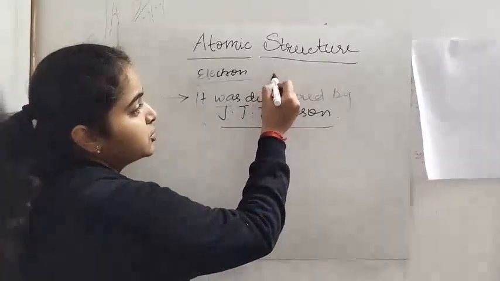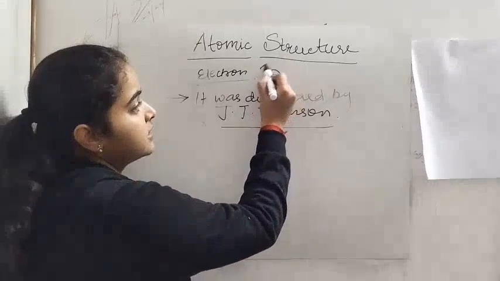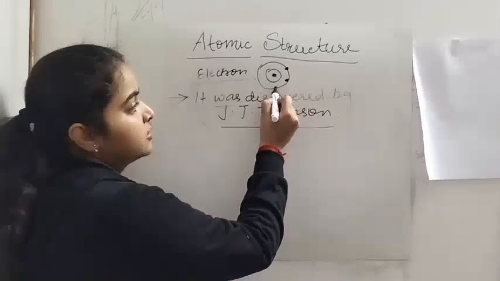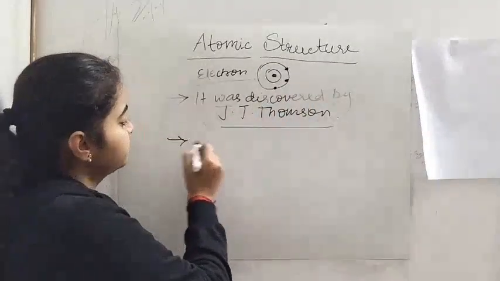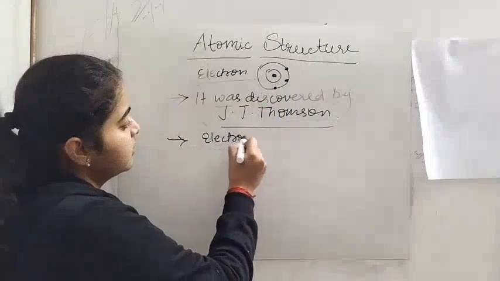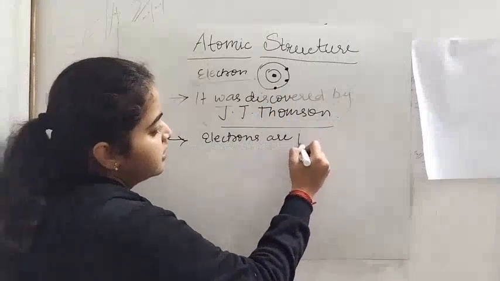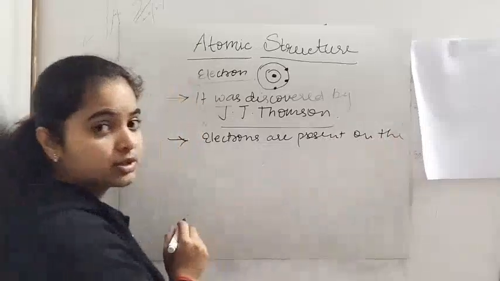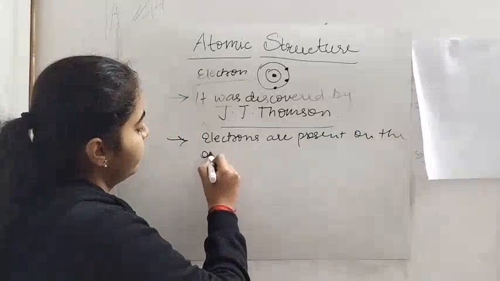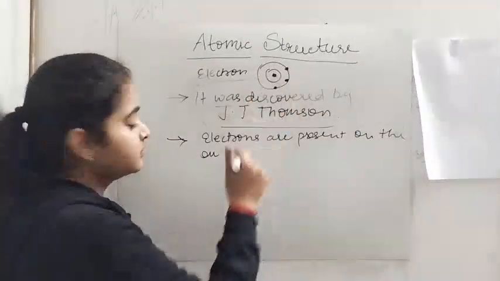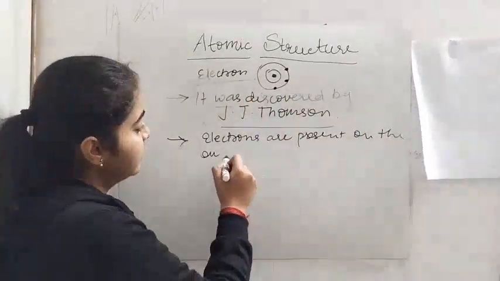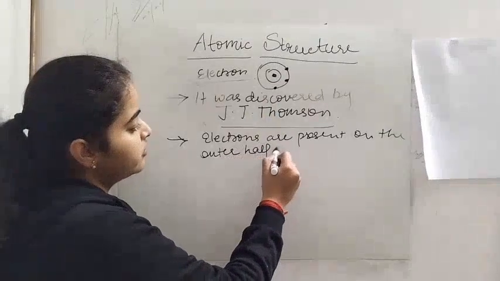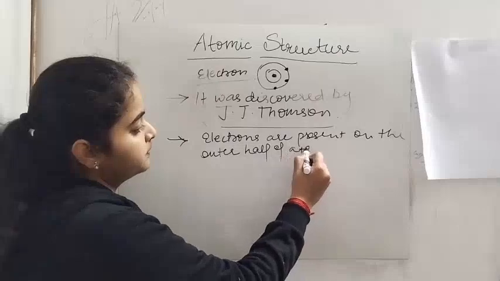And electrons, suppose this is the nucleus and these are the shells. So electrons are present on the shells. So we can say that electrons are present on the outer half of the atom. Inner half is nucleus and outer half is shells. On the outer half of atom.